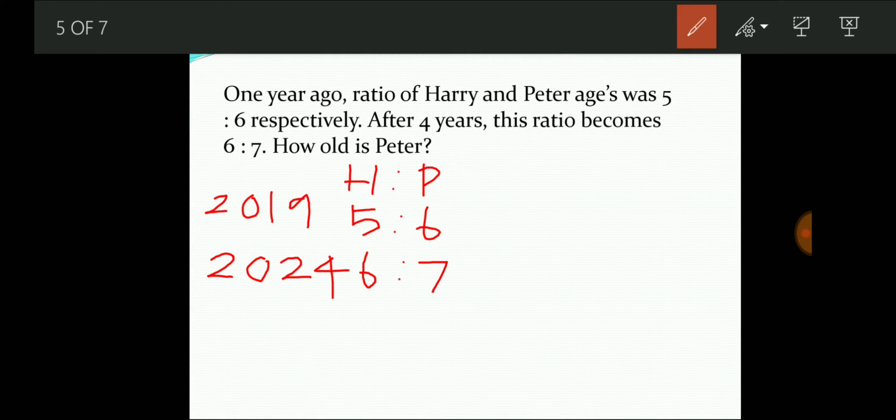How old is Peter is their question. So let's get started. 5:6 becomes 6:7. So there is an increase from 2019.